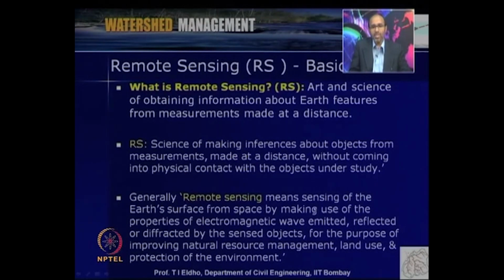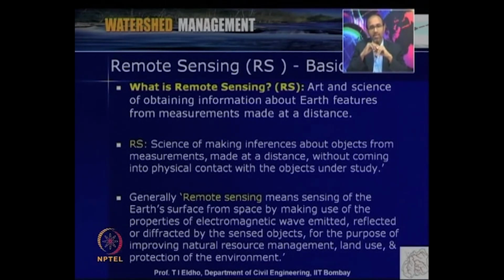Generally, remote sensing means sensing of the Earth's surface from space by making use of the properties of electromagnetic waves emitted, reflected or diffracted by the sensed objects, for the purpose of improving natural resource management, land use and protection of the environment. So, this is a general definition in modern times with respect to remote sensing.